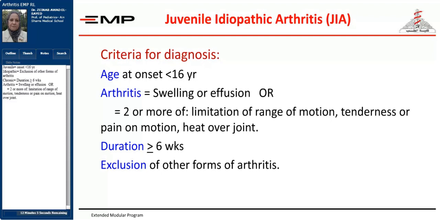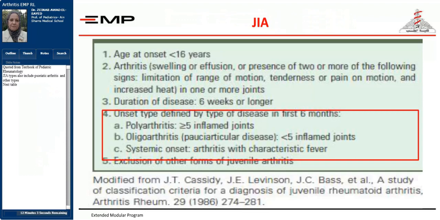And if the onset of the disease occurs with the characteristic fever, which is a quotidian fever, in other words, fever that rises daily to 39 degrees centigrade and then comes back to normal, this is called systemic onset juvenile idiopathic arthritis. The other types included in the classification are psoriatic arthritis, which is arthritis occurring in psoriasis, a skin disease that you will learn about, as well as other forms of arthritis.